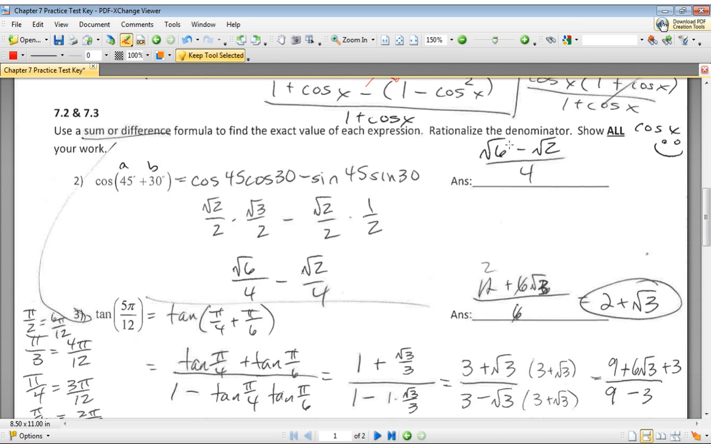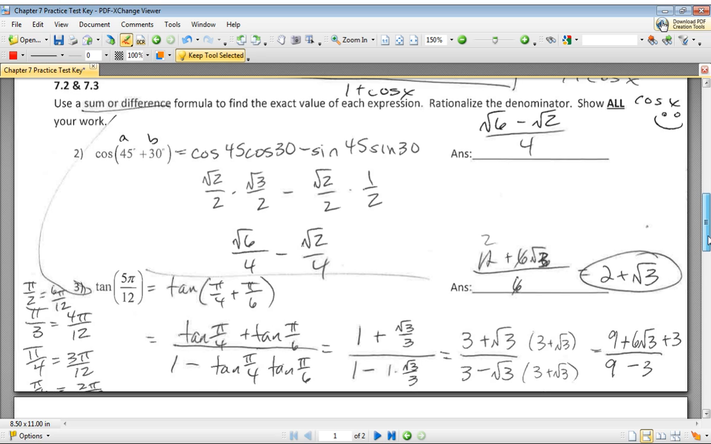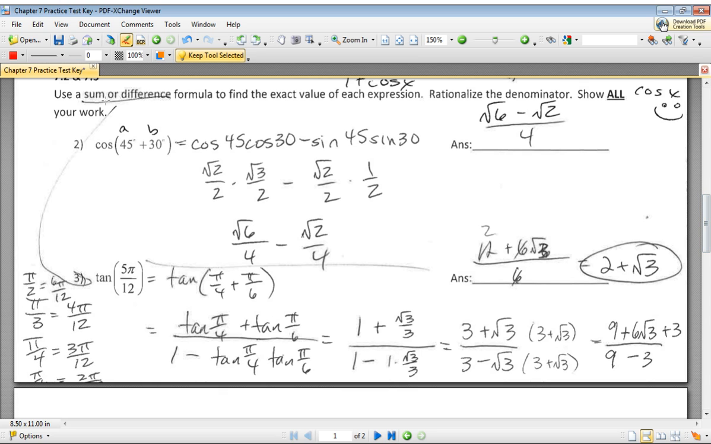Number 3 is a little bit harder. Number 3 says to use the sum or difference formula right up there. I drew an arrow, but it's not written as a sum or a difference. So we have to find one. And we're going to find unit circle things.